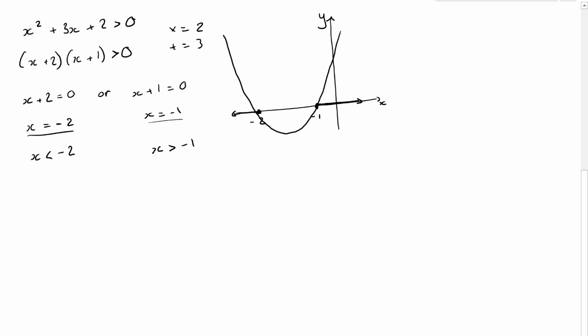Is less than minus 2. And these are our two solutions to this quadratic inequality.